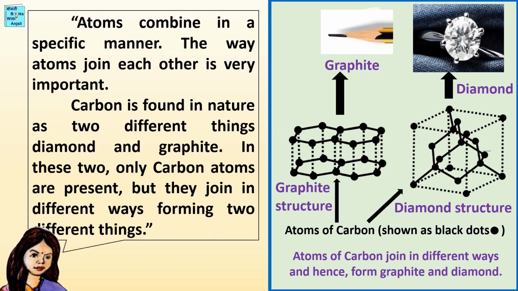Atoms combine in a specific manner. The way atoms join each other is very important. Carbon is found in nature as two different things, diamond and graphite. In these two, only carbon atoms are present, but they join in different ways, forming two different things. In this picture, you can see graphite and diamond. The carbon atoms have joined in different ways, forming two different things.